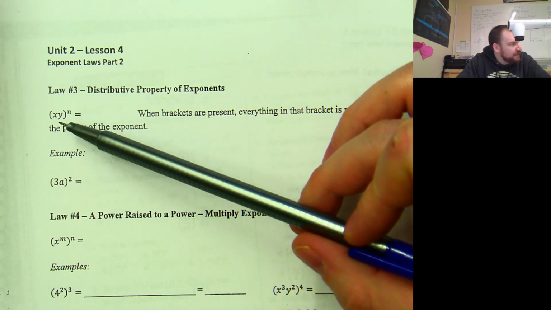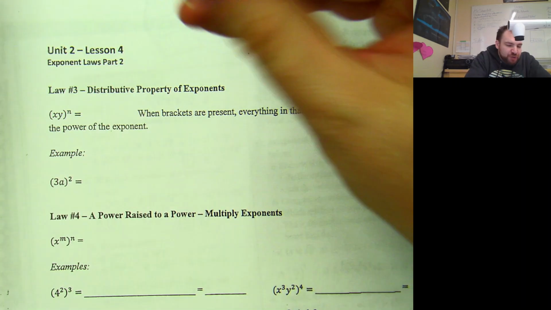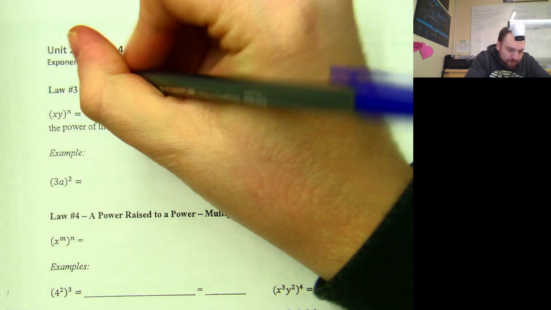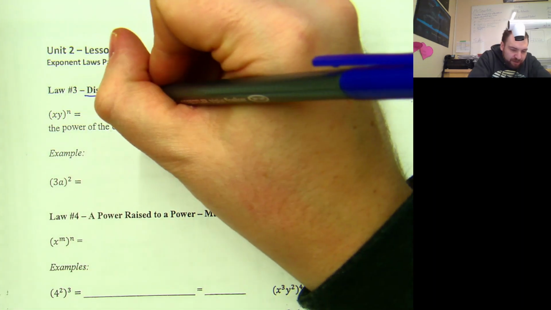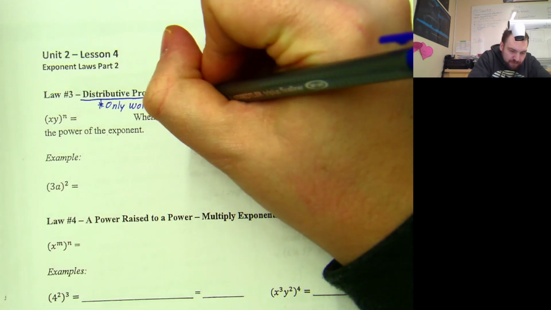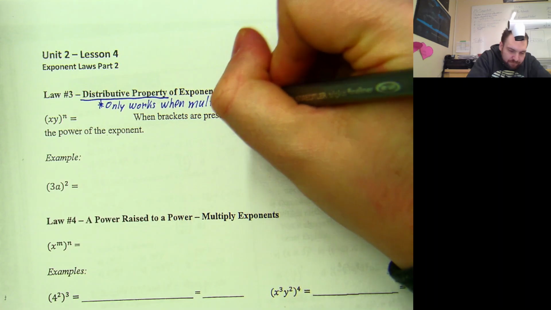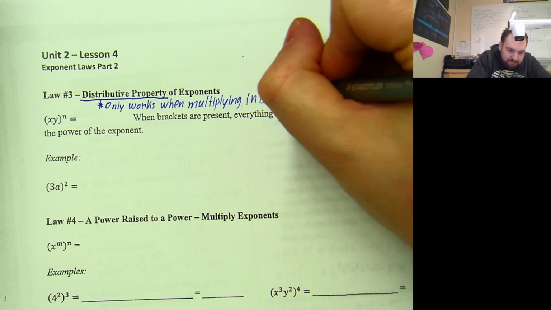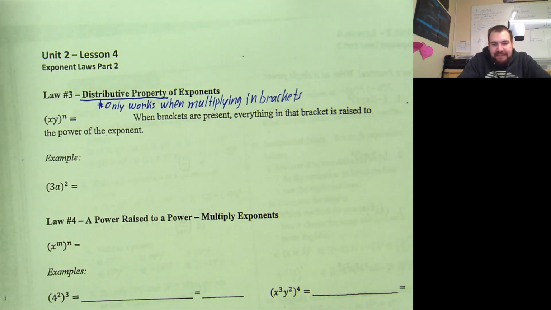What's happening with x and y? They are getting multiplied together. So the distributive property, I want you to put a star underneath distributive property. This only works when multiplying in brackets. And you'll see why I make a big deal about this later.